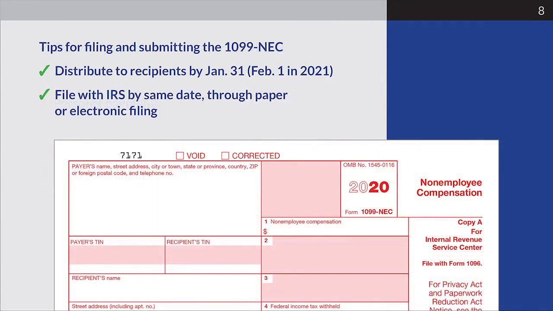Finally, let me share some tips for filing and submitting the 1099 NEC. You must distribute the form to recipients by January 31st. For 2021, the date is February 1st, since January 31st falls on a Sunday. You must file with the IRS by the same date, again February 1st, 2021, through paper or electronic filing.